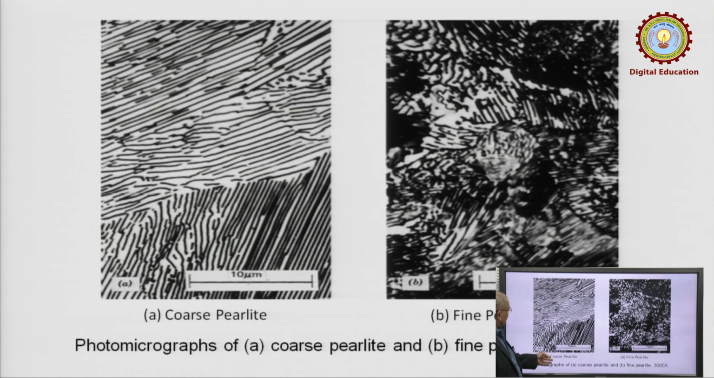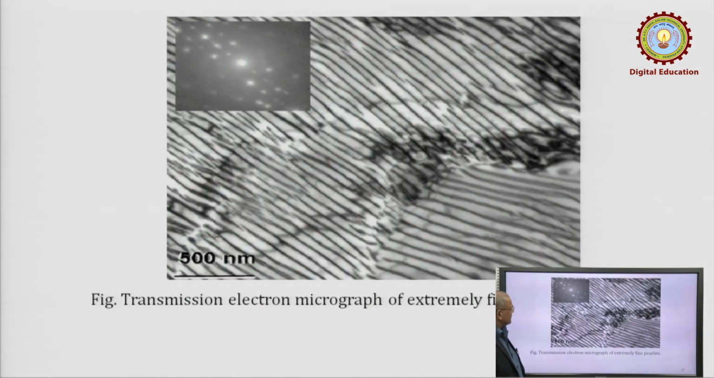This is again the same coarse pearlite and fine pearlite. The magnification here is approximately 3000. This is again at a very large scale, a transmission electron micrograph, extremely fine pearlite, it looks like this. This is just for your information, so you know how it looks at a higher magnification.